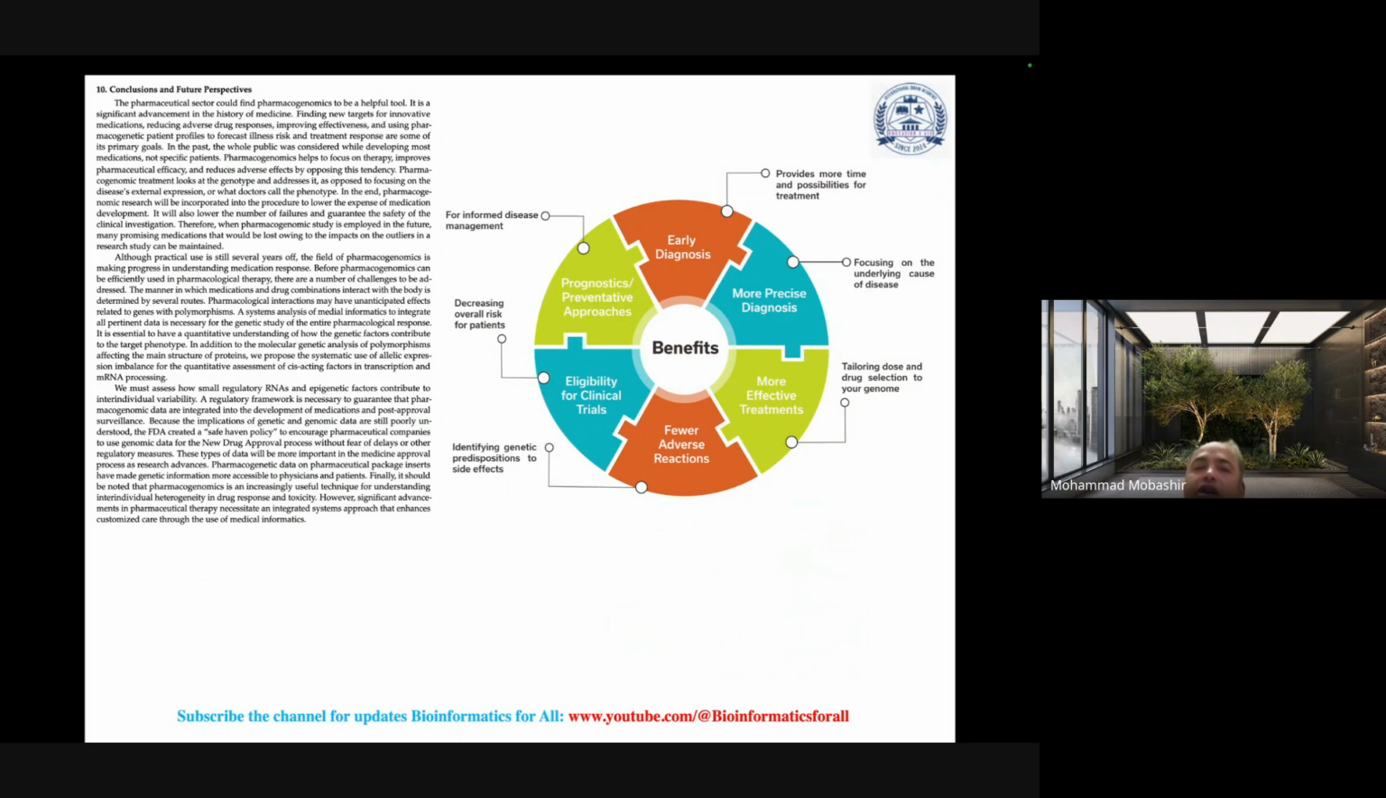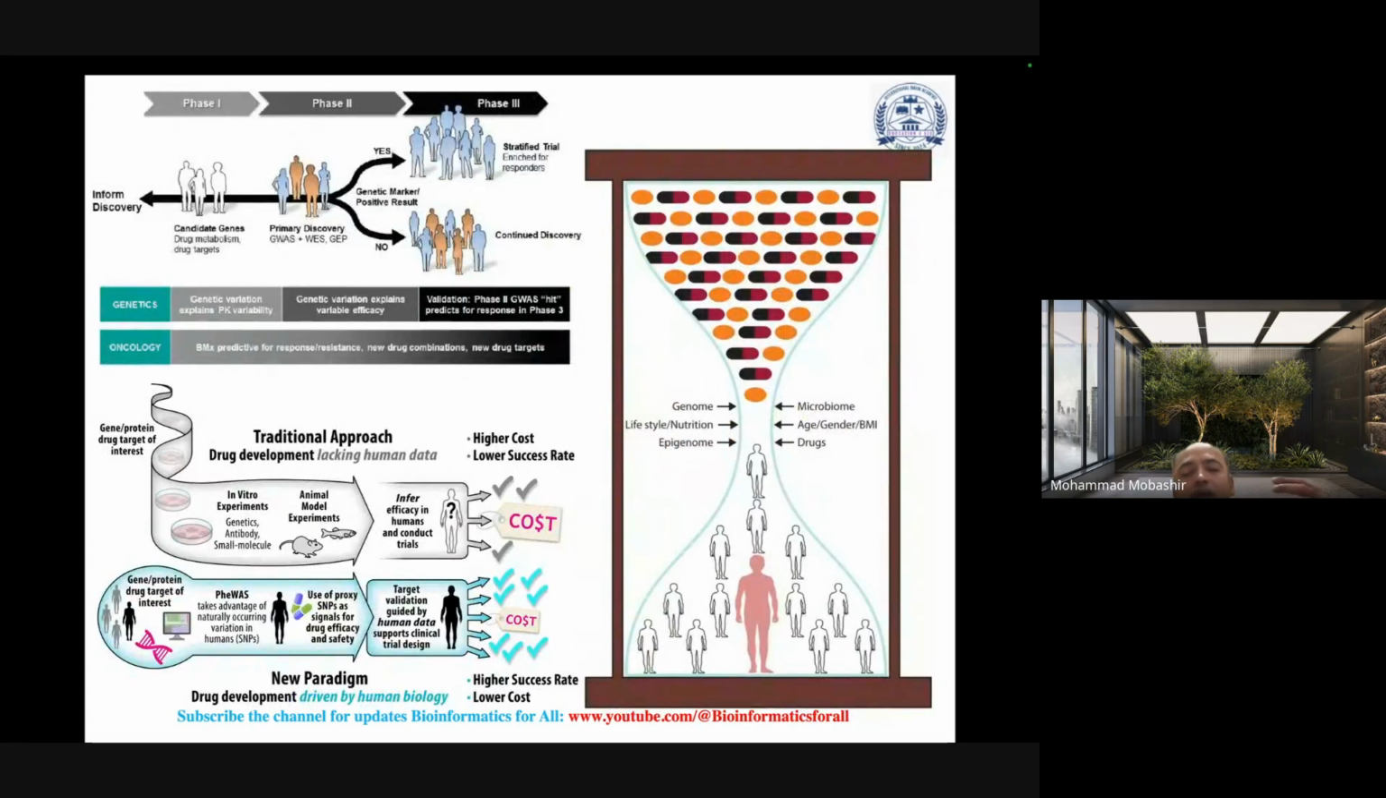Here, what are the benefits of this kind of pharmacogenomics approach? It will help you in early diagnosis, more precise diagnosis, more effective treatments, fewer side effects or adverse reactions, eligibility for clinical trials, prognostics, and preventive approaches. Now, you can summarize them.